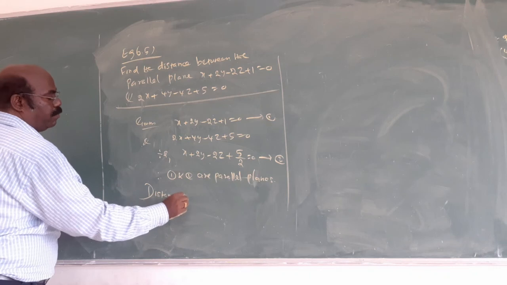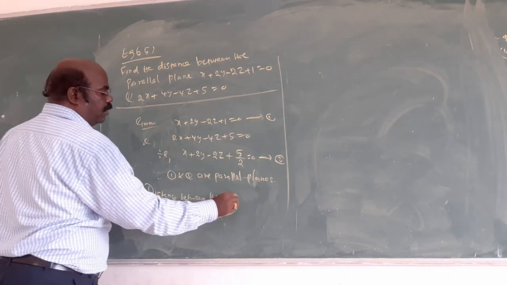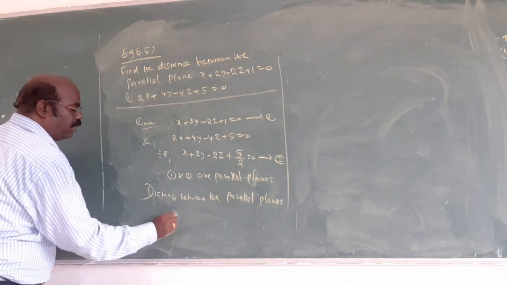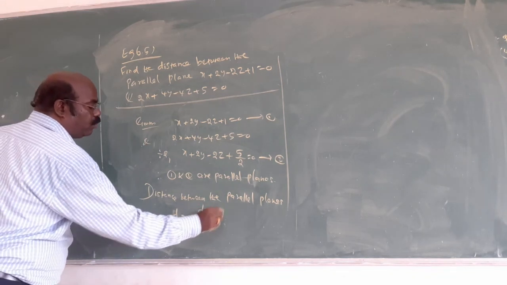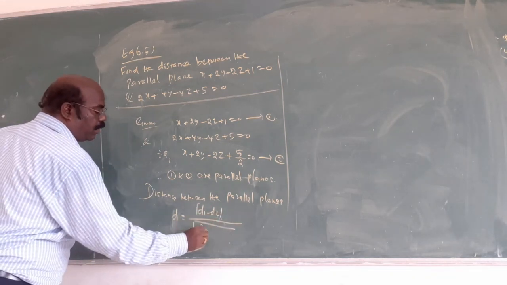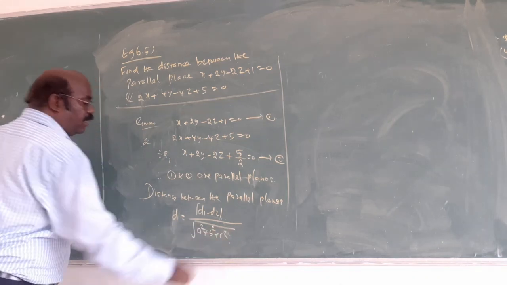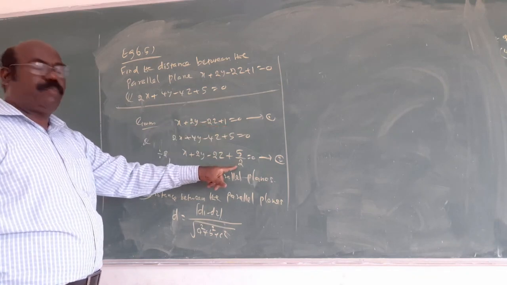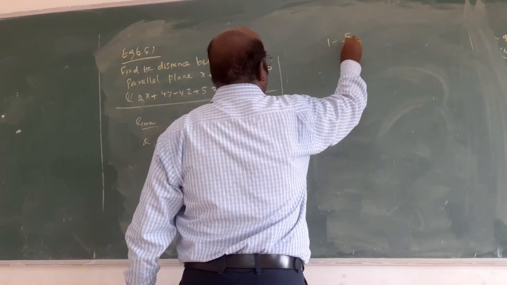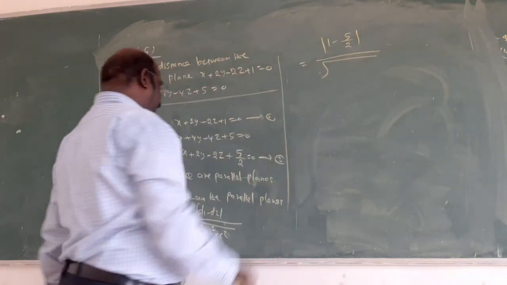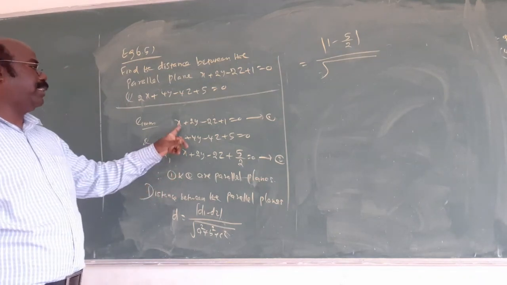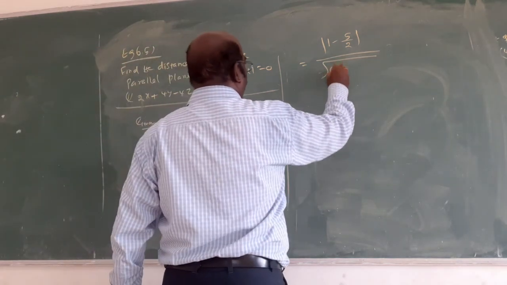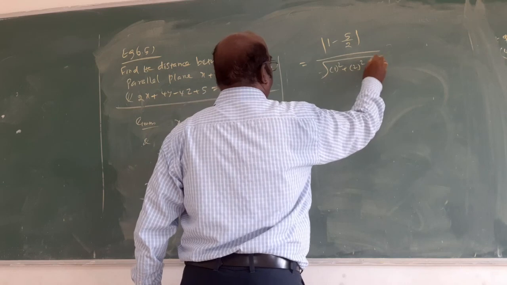Now, distance between the parallel planes, delta or d, what is it? It is d1 minus d2 divided by root of a square plus b square plus c square. Am I right? Here d1 is what? In the first plane, the constant term d is 1. d2 is minus 5 by 2. So 1 minus 5 by 2, divided by root of the coefficients of x, y, z squared and added. Both are the same: 1 square, 2 square, minus 2 square. Am I right?